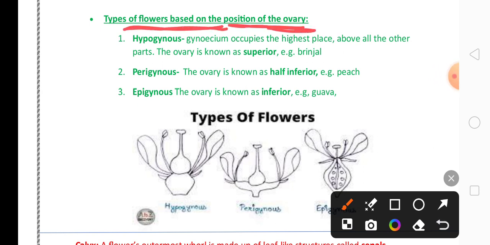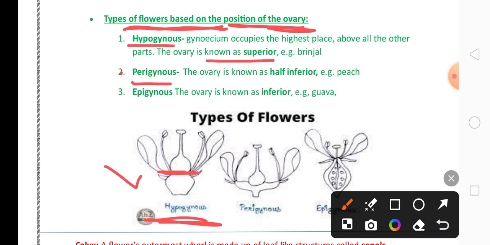So based on the position of the ovary there are 3 types of flowers. Hypogynous flower: in hypogynous flower, gynoecium occupies the highest position, that is above the thalamus. Such type of ovary is called superior ovary.